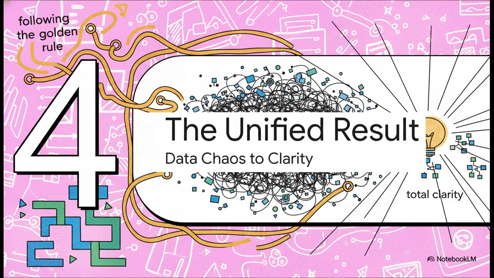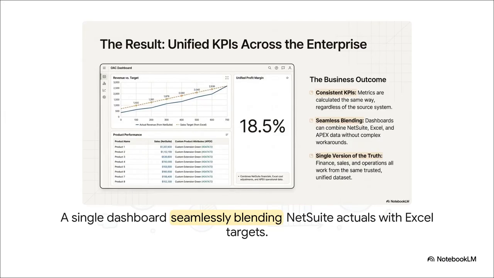So, we followed the golden rule, we've implemented the blueprint, we've connected our data. So what's the payoff? Let's take a look at the unified result. This is where we go from data chaos to total clarity. And here is a single dashboard in Oracle Analytics Cloud. Just look at that revenue versus target chart.